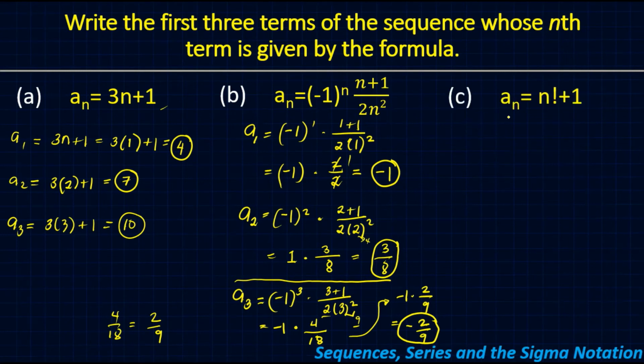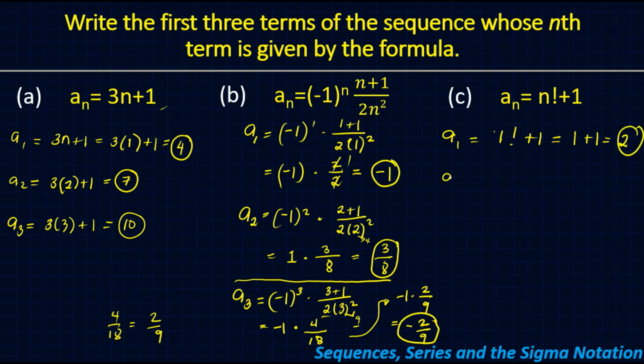Sequence letter C, a sub n is equal to n factorial plus 1. So, n factorial, that is 1 times 2 times 3, depende sa value ng n. So, for the first term, we have a sub 1. Yung n natin, papalitan natin ng 1 for the first term. So, we have 1 factorial plus 1. We all know that 1 factorial is equal to 1. Then, plus 1. So, the first term for this sequence is 2.